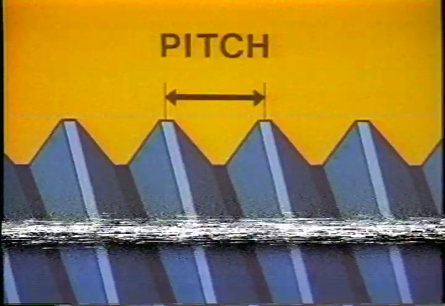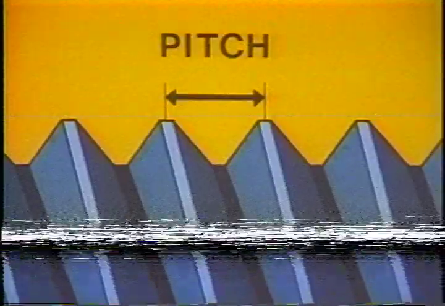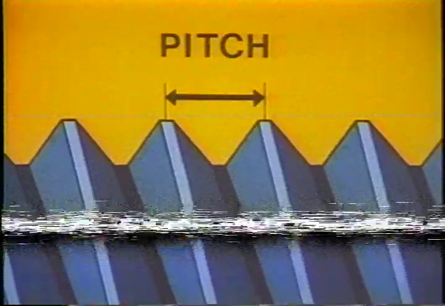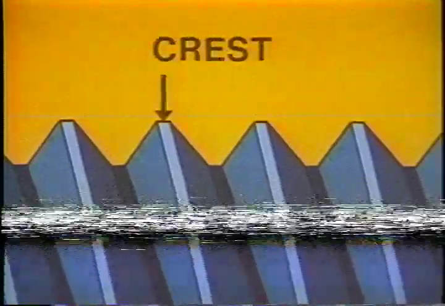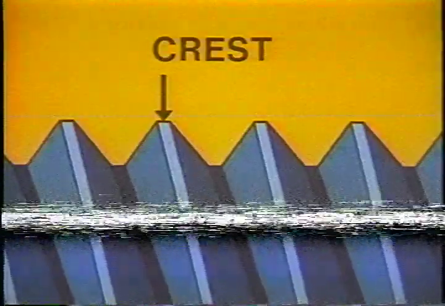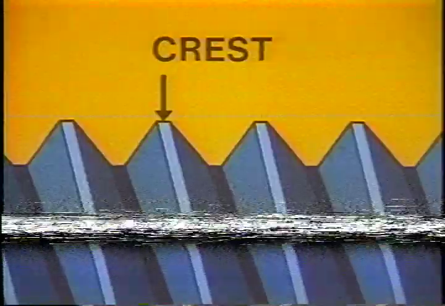To understand the construction of a screw thread, you have to know a few technical terms. For example, the distance from one tooth to the next is called pitch. The crest is on the top of the thread. On a tap, the crest shows the most wear because it does most of the cutting. The part of the tap not cut away by the flutes is called the land. The threads of the tap are found on the land.